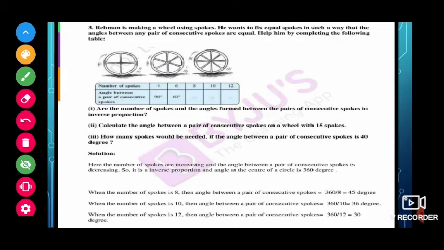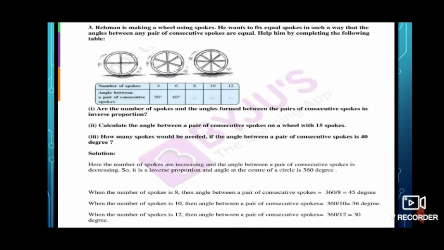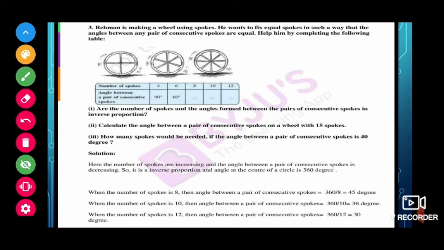Rahman is making a wheel using spokes. He wants to fix equal spokes in such a way that the angle between each pair of consecutive spokes is equal. Help him by completing the following table. He is making a wheel using some spokes. Spokes, you know, on cycles and all, there will be some spokes, isn't it? In the same way he wants to fix some spokes, such that the angle between the spokes should also be equal.